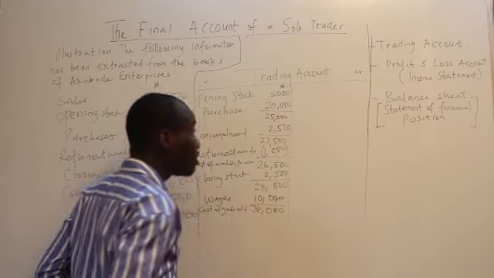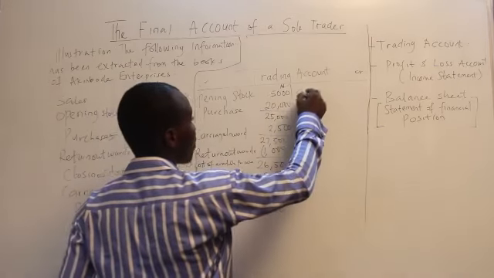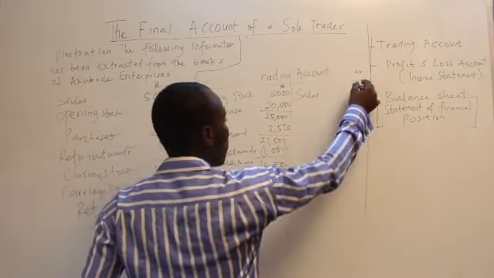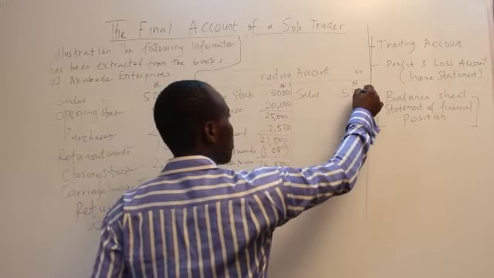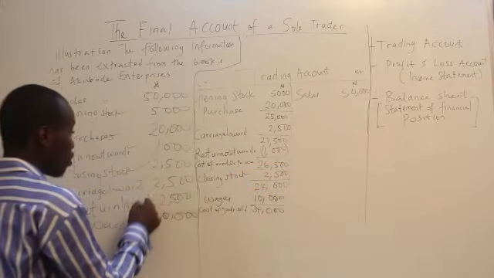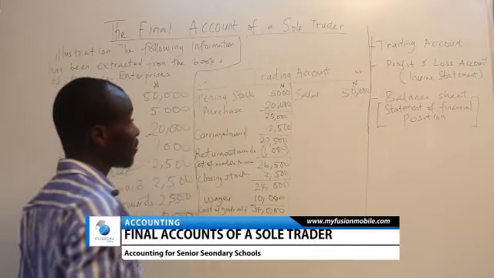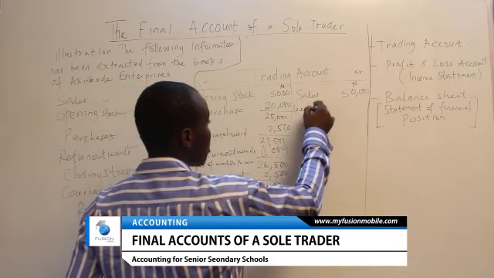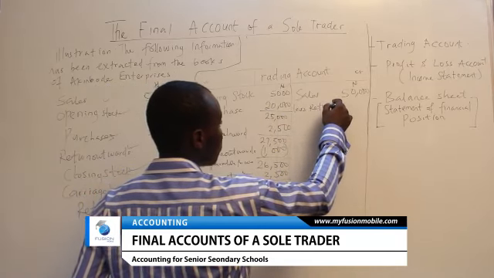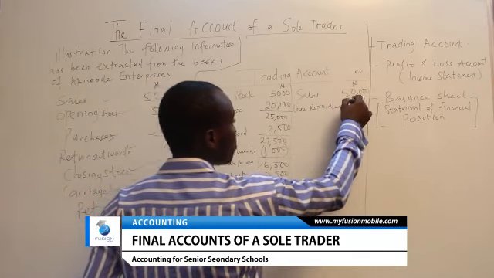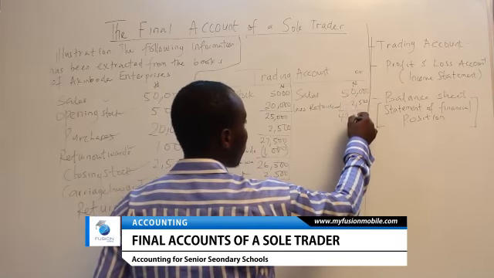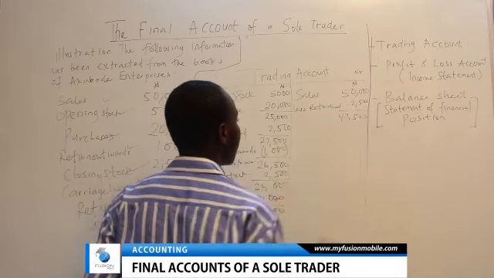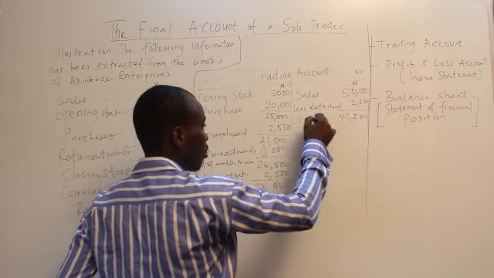So thereafter we can go to sales. So we have sales. The sales in the period is 50,000. And again, we have return inward, which is 2,500. So we are going to less that. Less returns in the period, which is 2,500. And that gives us 47,500. So we have our net sales, that is the net sales or turnover.